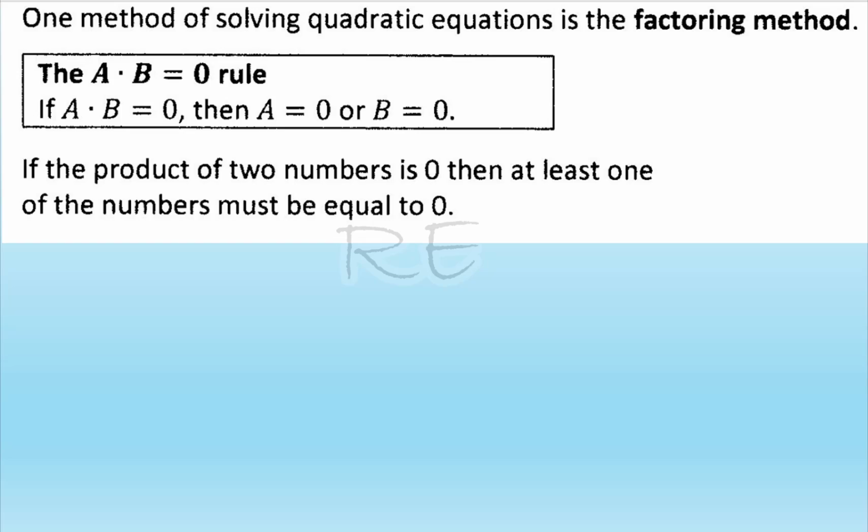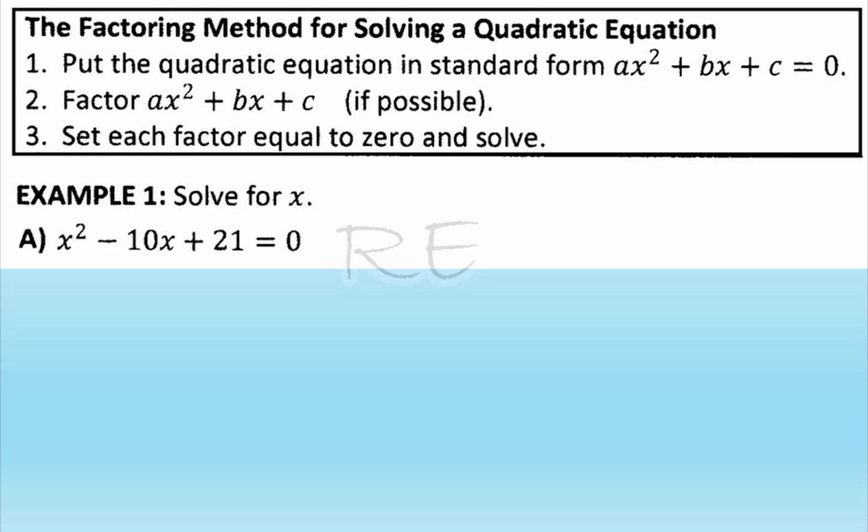If a times b is equal to 0, then a and b are the factors that are equal to 0. It's either a equal to 0 or b equal to 0. This is known as the product rule.